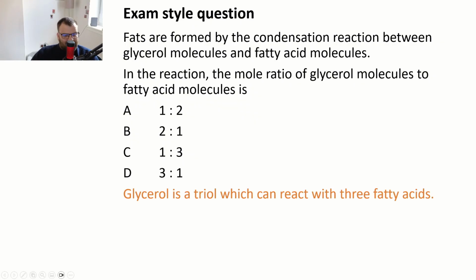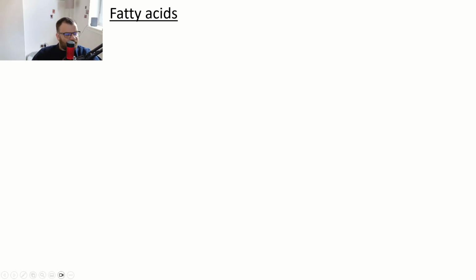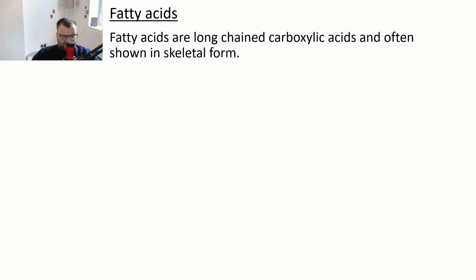Well, glycerol is a triol. It has 3 OH groups. So 1 glycerol can react with 3 fatty acids. So glycerol to fatty acid would be 1:3. If it was asking you about fatty acid to glycerol, it would be 3:1. That's how we get the answer there. What are fatty acids? Well, fatty acids are long-chained carboxylic acids, and they will often be shown in what's called skeletal form.